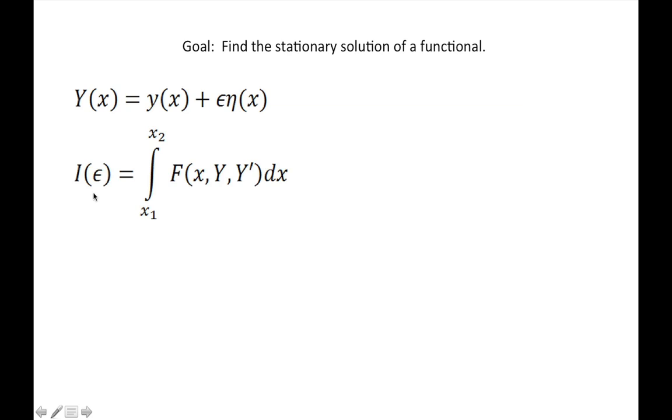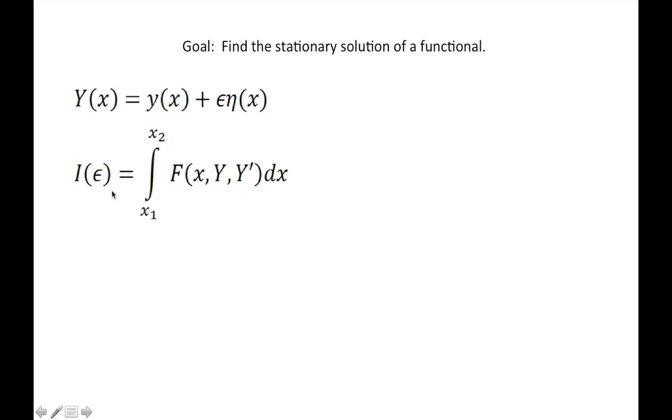This integral isn't going to be a scalar anymore. It's going to be a function of epsilon. You can see here that once we integrate over x, we will still have all of the epsilons left in our solution for the definite integral.